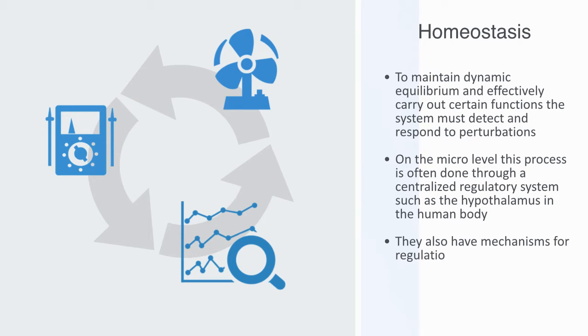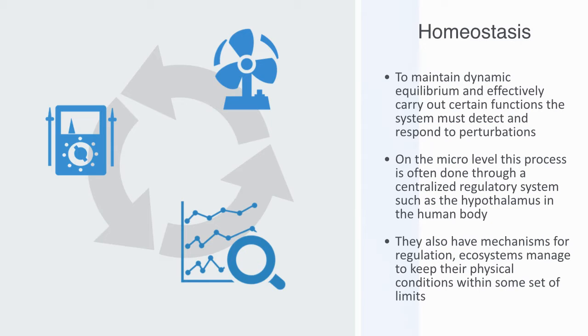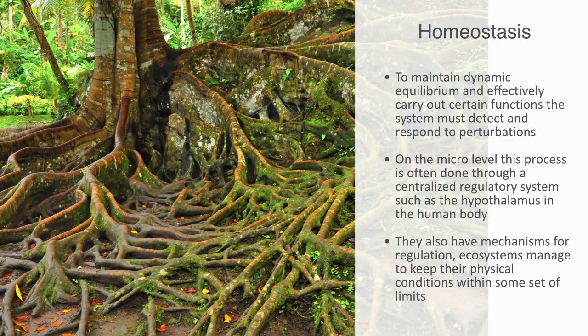Ecosystems also manage to keep their physical conditions within some set of limits. For example, biotic and abiotic processes regulate the quantity of water in the soil. Plants best function when there is neither too much nor too little water. Too much water can push out air needed by microorganisms and plant roots. Too little water restricts plant growth.